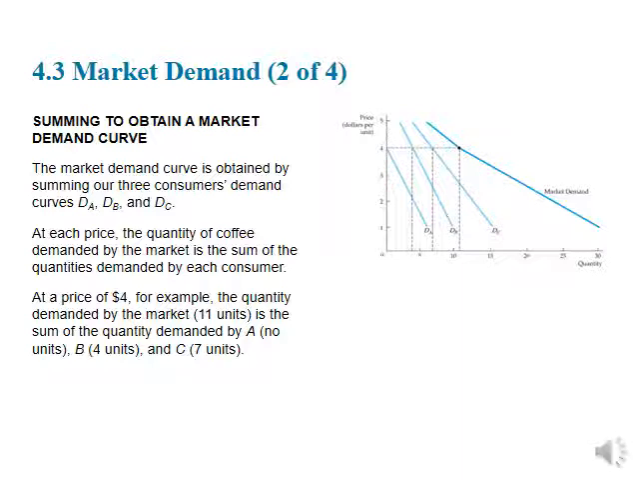For instance, here, at a price of $4, individual A isn't in the marketplace. That's too expensive for them. Individual B is demanding 4 units. So 0 units, 4 units. And individual C is demanding 7 units, bringing our market demand to 11 units. 4 plus 7 plus 0 equals 11.